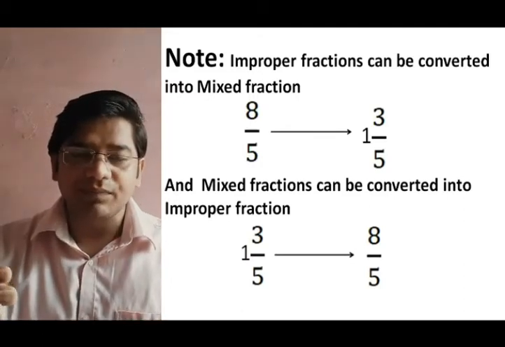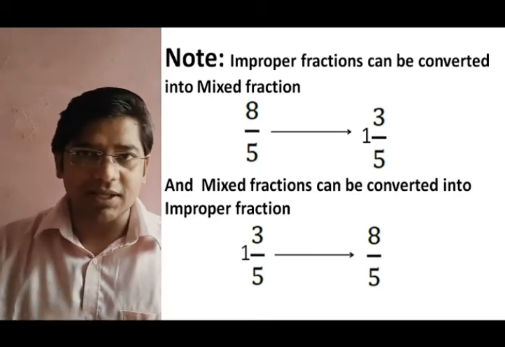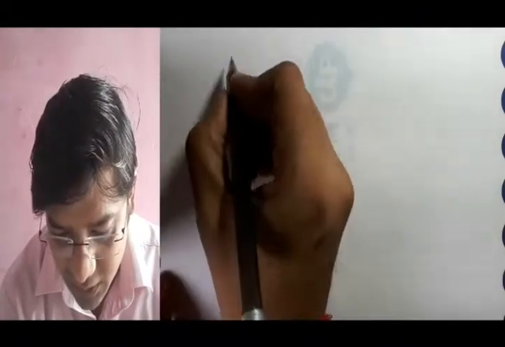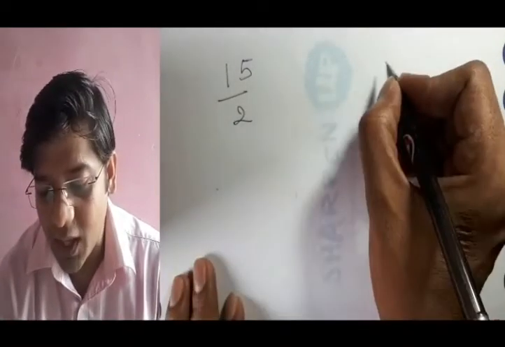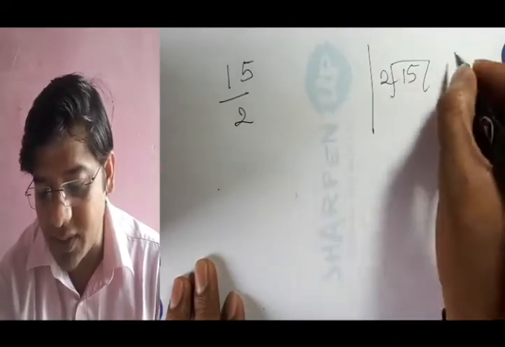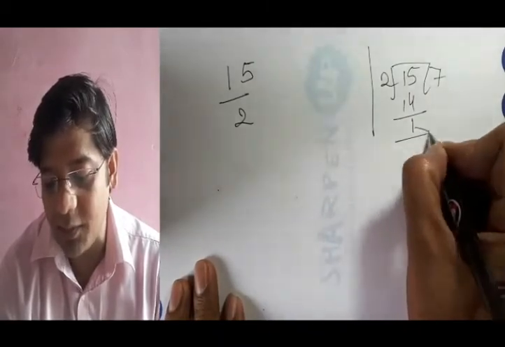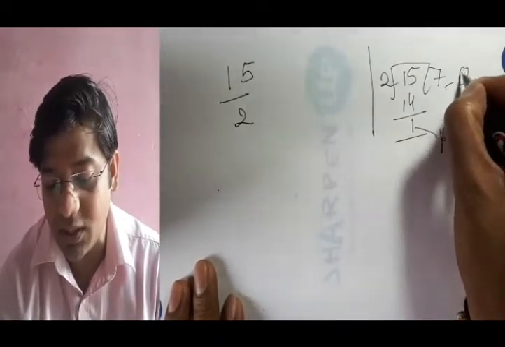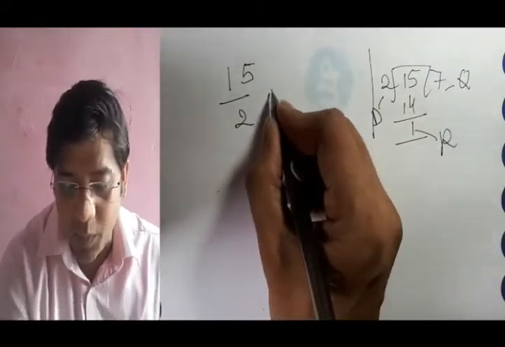Note, improper fractions can be converted into mixed fractions, and mixed fractions can be converted into improper fractions. How? Let's learn. First of all, we learn how to convert an improper fraction into a mixed fraction. Suppose I have an improper fraction, 15 upon 2. Then I will divide 15 by 2. So 2 sevens are 14. So what I will get here is 1 as a remainder, 7 as a quotient, and 2 is our divisor.